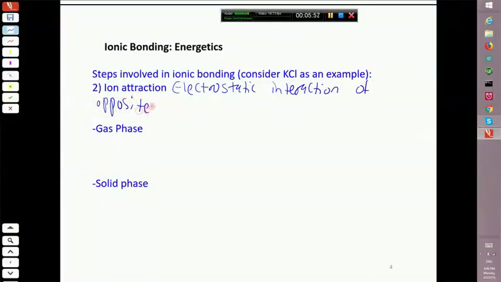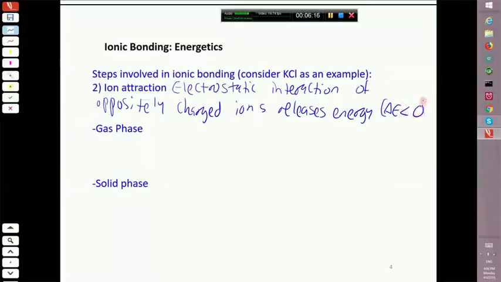And anytime we have an attractive interaction between two charged particles, which we've learned about way earlier on in the course, this is going to release energy. Or the delta E, delta H, however you want to think about it, is going to be less than 0. So when these two ions come together and they feel that attraction between them, that's going to release some of that energy that was required to form the ions.